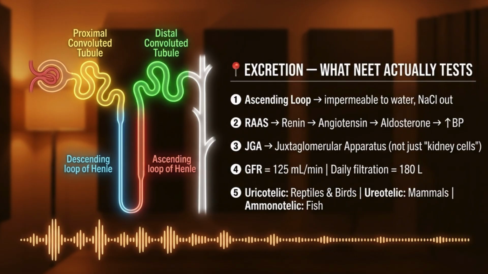And the numbers. GFR is 125 milliliters per minute, 180 liters filtered per day, only about 1.5 liters leaves as urine. Excretion patterns: ammonotelic for fish and amphibians, ureotelic for mammals, uricotelic for reptiles and birds. 1 question on exam day, you'll thank me.